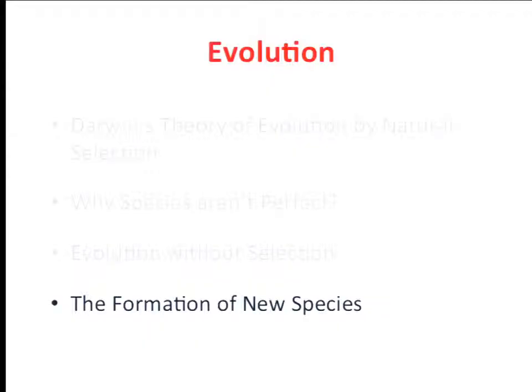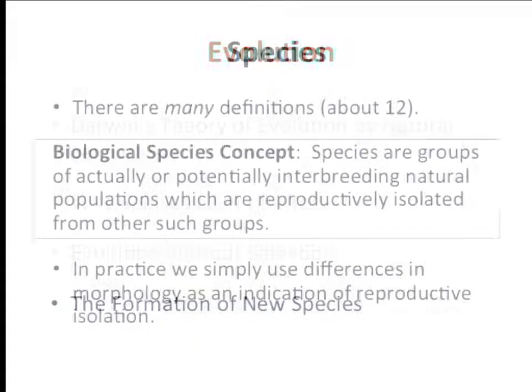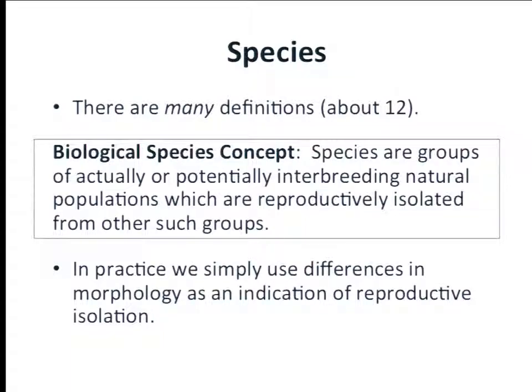Okay, last thing is formation of new species. There are many definitions of species, and biologists get bent completely out of shape over the definitions. And when people get bent completely out of shape over definitions, you know that it probably doesn't matter too much. I like the biological species concept, which says species are groups of actually or potentially interbreeding natural populations which are reproductively isolated from other such groups.